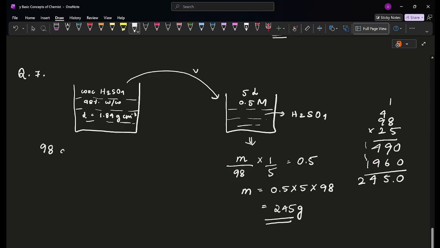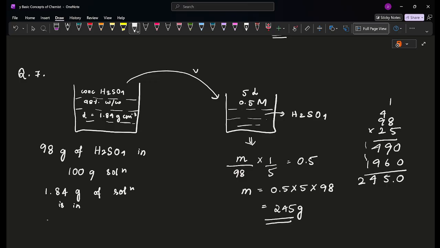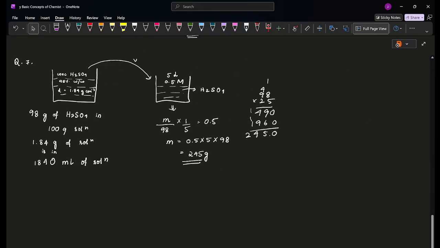So it's basically 98 gram of H2SO4 in 100 gram of solution. And they've given density. How can you assume density? It's basically like one, so centimeter cube is also the same as ml, right? By the way, 1.84 gram of solution is in how much? 1840 ml of solution. Okay, so this is the knowledge that we have so far.